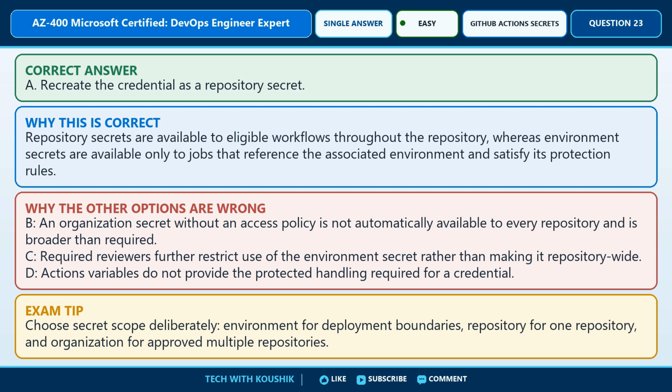Exam tip. Choose secret scope deliberately. Environment for deployment boundaries, repository for one repository, and organization for approved multiple repositories.